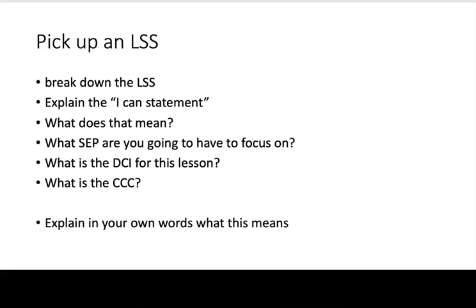it down. Most elementary schools require that we have an I can statement, so consider what your I can statement might be. Please make it grade appropriate. Tell me what that means. Tell me what the science and engineering practice is for this particular standard, what the disciplinary core idea is, and the cross-cutting concept. Then in your own words, tell me exactly what that means.